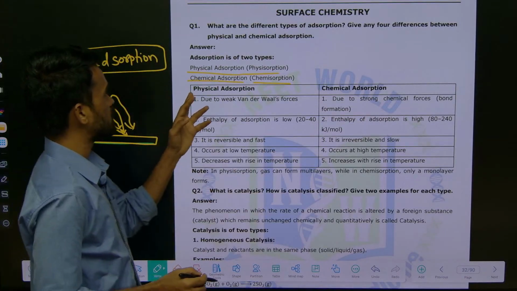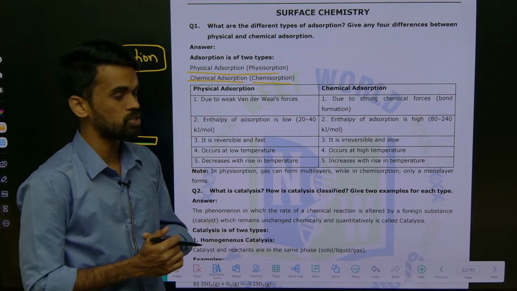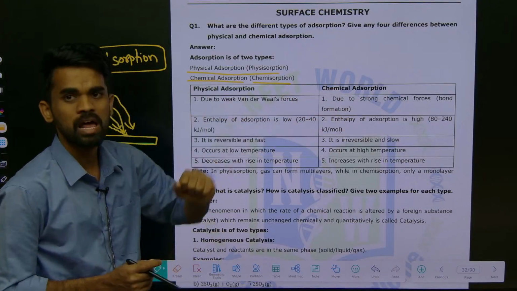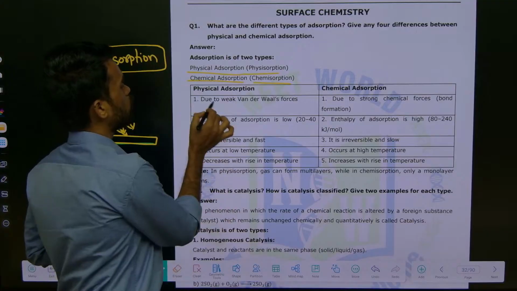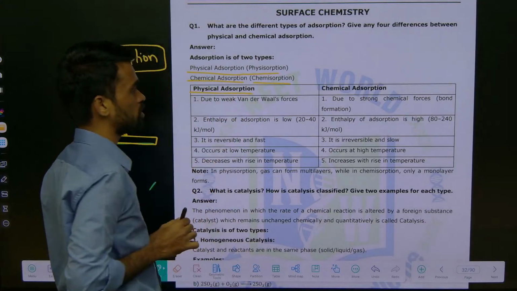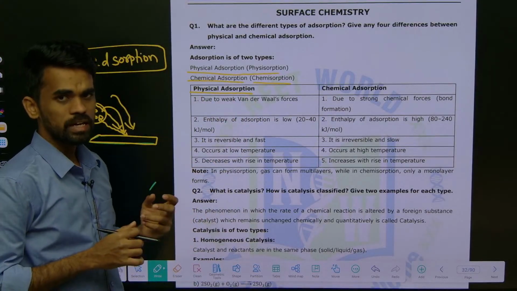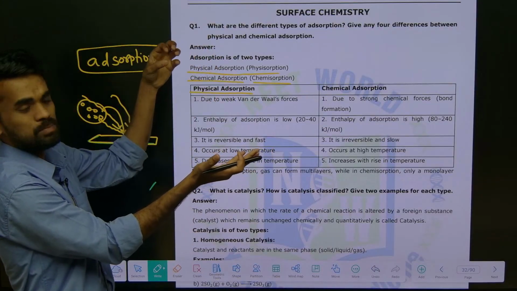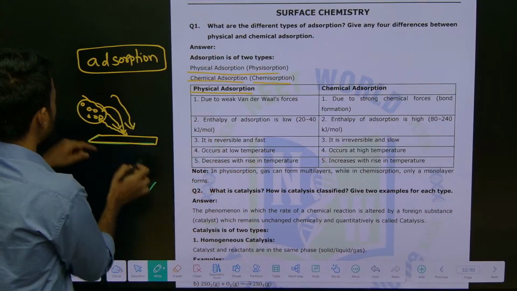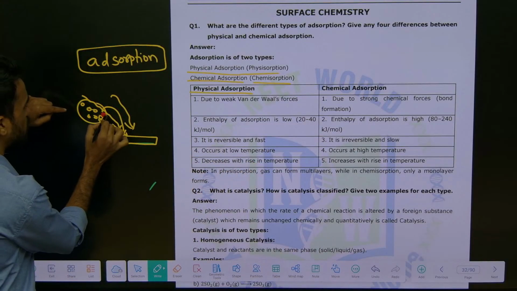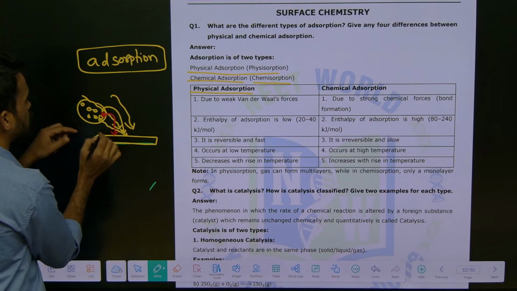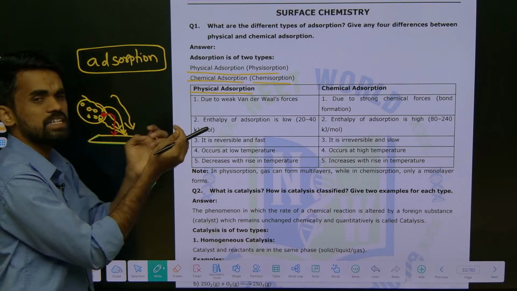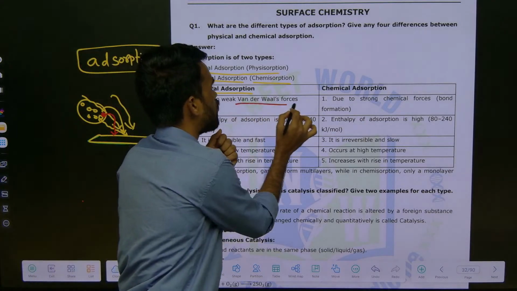We can call it physisorption or physical adsorption, similarly chemisorption or chemical adsorption. Now what do we mean by physical adsorption? This physisorption is due to weak van der Waals forces between the substances which are accumulating here. I told you there are some gas particles here, they are just accumulating on the surface. These interactions are just because of weak van der Waals forces.